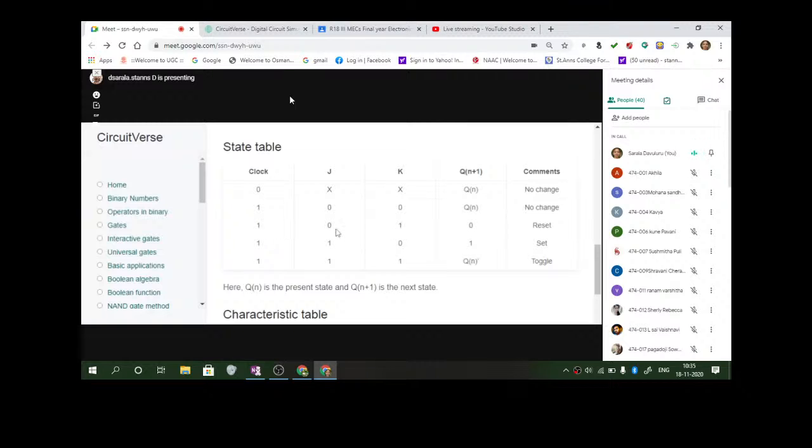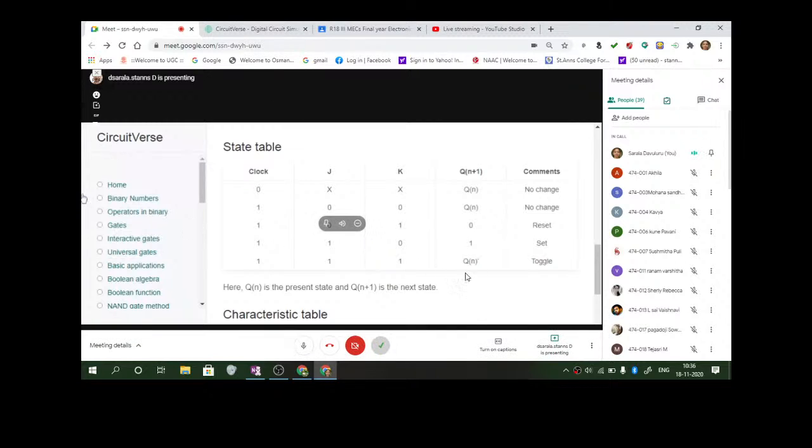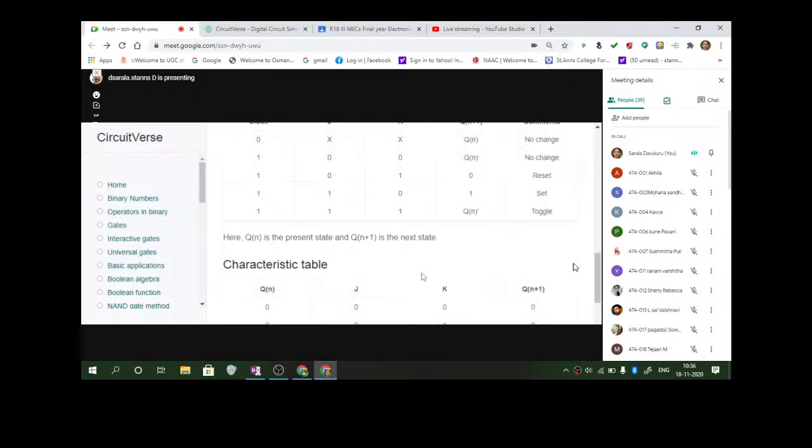And if J is 0, Q is 0 and automatically Q bar is 1 because these two are complementary to each other. And if J is 1 and K is 0, Q will be 1 and accordingly Q bar will be 0. And as before, J is 1, K is equal to 1 will be a toggle state. Any doubts? So far, so good. So therefore, Qn represents the state, Qn plus 1 represents the next state, N refers to that particular state.